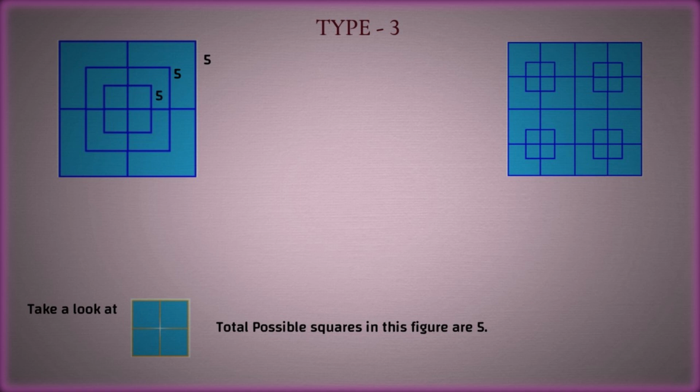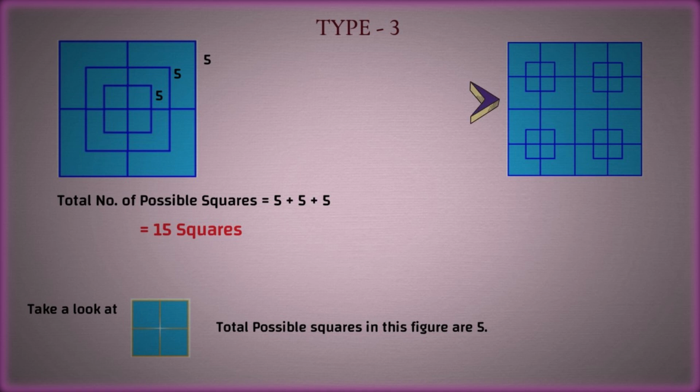And thus total number of squares possible in this figure will be 5 plus 5 plus 5, which is equal to 15 squares. And that's our answer. Similarly, when we take a look at this figure, you can simply try to count the total number of squares having plus in them, but this would prove a little more complicated if you only focus on squares with plus. So let's use our type 2 concept here along with type 3 concept.